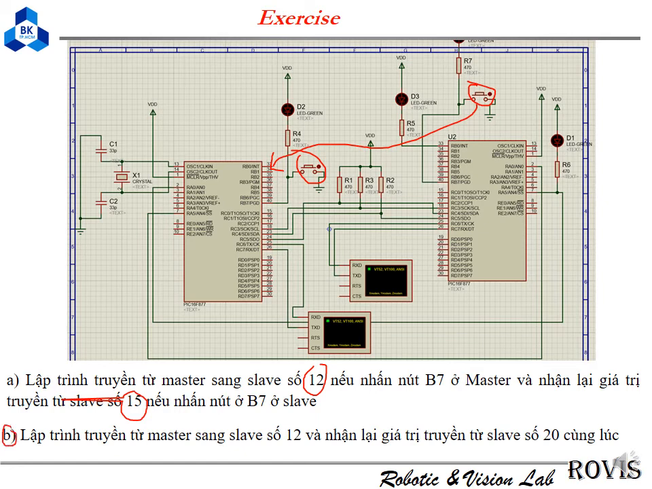And question number 2 is the example of the full duplex. That means when you click the button on the master here, it will transmit the number 12, and at the same time you will receive the number 20. You will receive, we don't need to click a button. So this is called full duplex: transmit and receive at the same time.